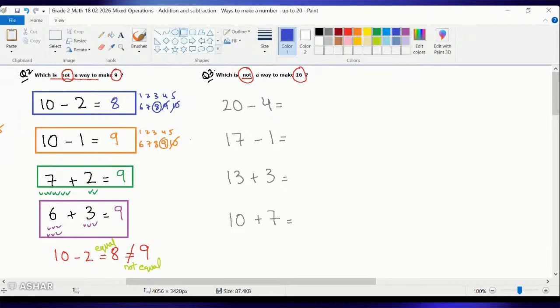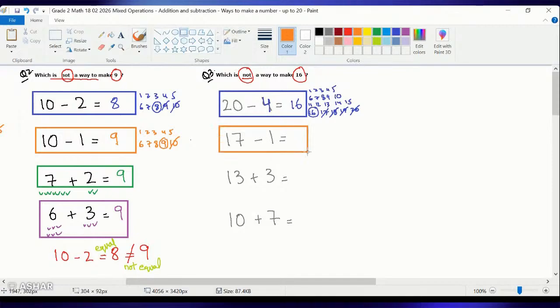For the first option, from 20, we need to subtract a 4. We can write the 20 numbers: 1, 2, 3, 4, 5, 6, 7, 8, 9, 10, 11, 12, 13, 14, 15, 16, 17, 18, 19, and 20. If we subtract 4, we are left with a 16, right? We know the rule for consecutive numbers: whenever one is subtracted from any given number, we get the previous number. We don't have to even write these. So this will be 16.